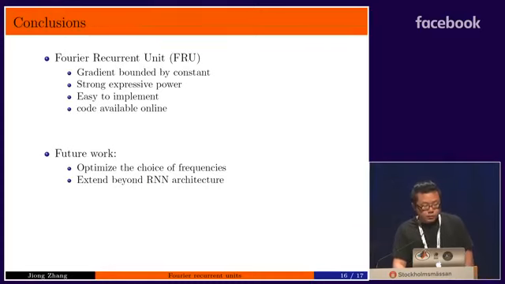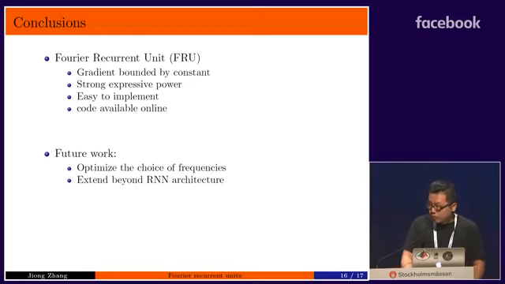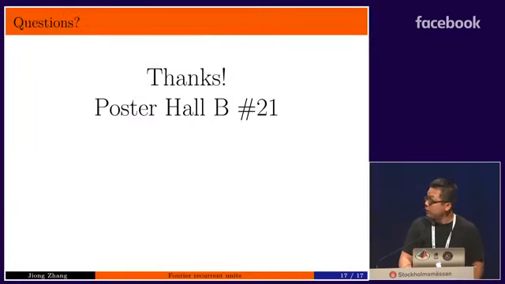So to sum it up, we proposed a Fourier recurrent unit, which has gradient bounded by constant and has strong expressive power, and is easy to implement. Our code is available online. And in the future, we plan to optimize the choice of the frequencies. For now, we randomly sample the frequencies in the log space, and maybe extend this work beyond RNN architecture. Thanks. And yeah, this is our poster.